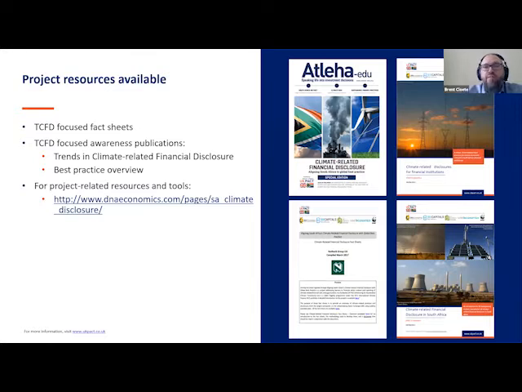And then our colleagues at WWF and Six Capitals did a very extensive exercise looking at more than 50 of the largest companies on the JSE, and they developed detailed fact sheets that provide an overview of exactly the level of climate-related financial disclosure provided by these companies. And then our colleagues at WWF and Six Capitals brought all of this together in a very nicely packaged publication that's available on the Atleha-edu platform. It's a very nice, accessible resource, and the whole purpose was to make this easier to engage with, putting all the dense research in more lay terms.